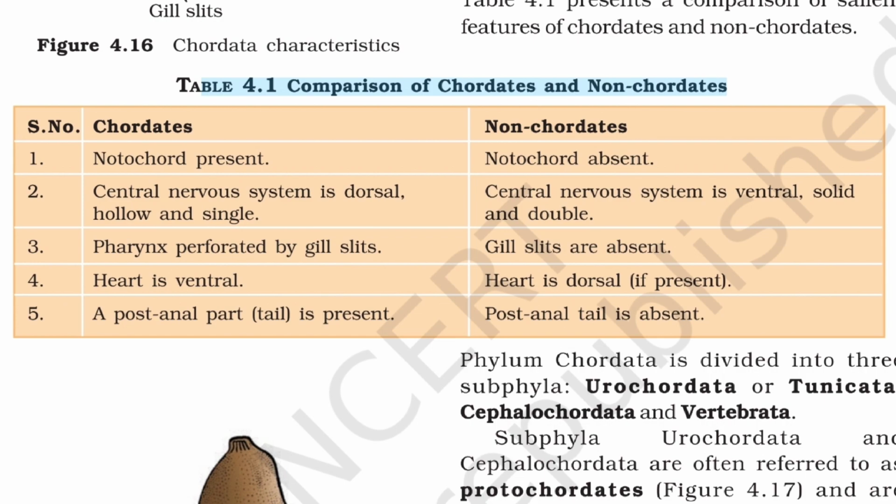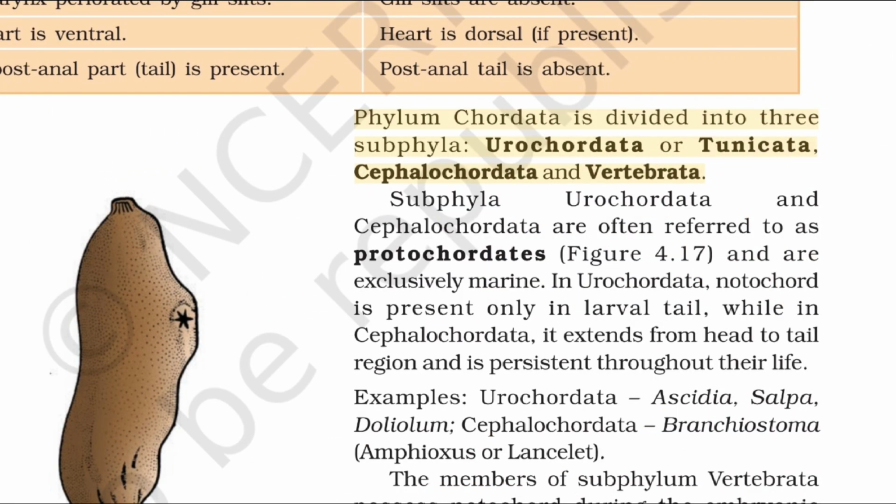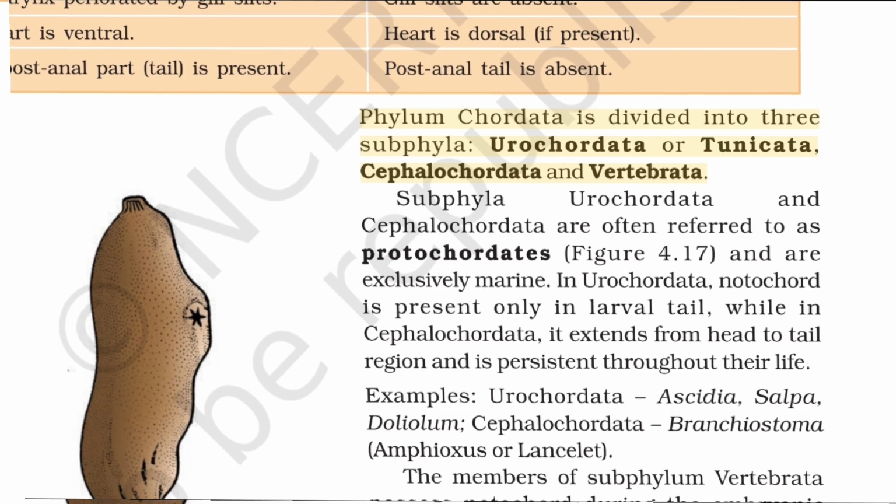Chordates and non-chordates. 1. Notochord present. Notochord absent. 2. Central nervous system is dorsal, hollow and single. Central nervous system is ventral, solid and double. 3. Pharynx perforated by gill slits. Gill slits are absent. 4. Heart is ventral. Heart is dorsal, if present. 5. A postanal part, tail, is present. Postanal tail is absent. Phylum Chordata is divided into 3 subphyla: Urochordata or Tunicata, Cephalochordata and Vertebrata.